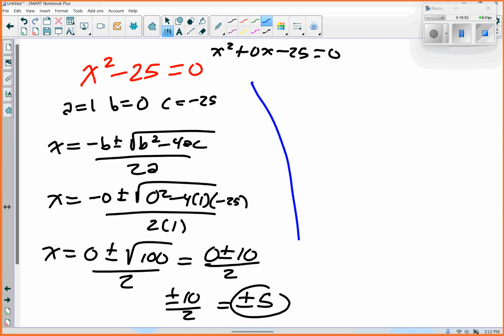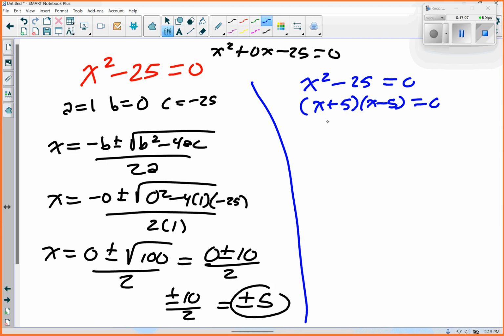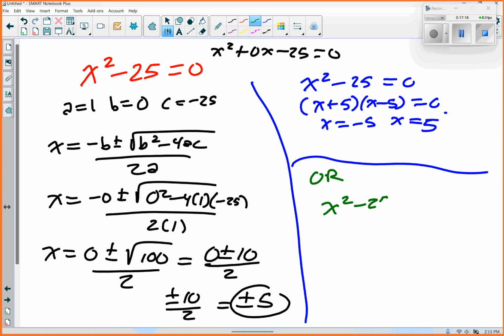Or if you realize, I could do this another way. I could go x squared minus 25 equals 0. I could factor it to get this, which gives me this for an answer, which is the same answer. Or I could even do it this way. I could add 25 to both sides. I could do our famous root. Don't forget the plus minus.